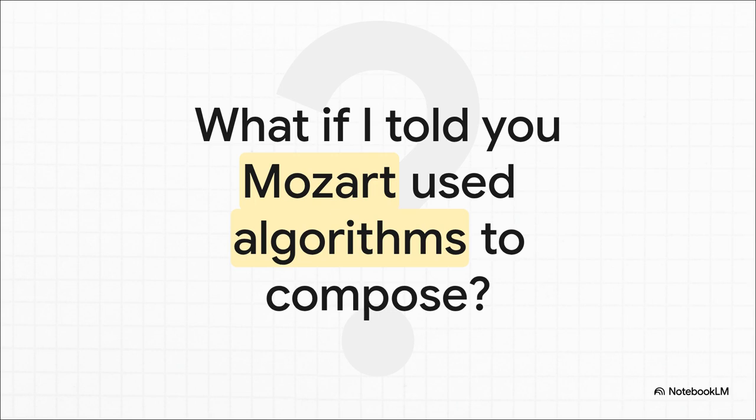Mozart, the guy who basically is the definition of genius, using dice to write music? But it's absolutely true. And he wasn't alone. This idea of using a defined process, an algorithm, to create art has been hiding in plain sight for centuries. Let's dive in and see just how deep this rabbit hole goes.